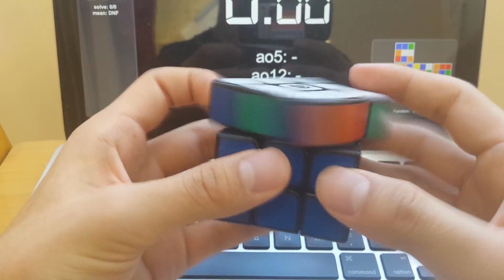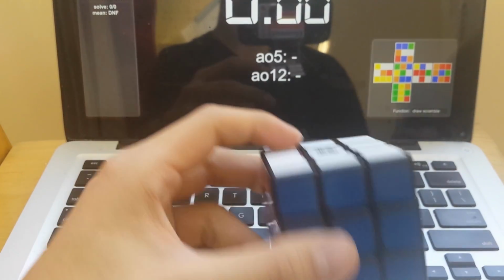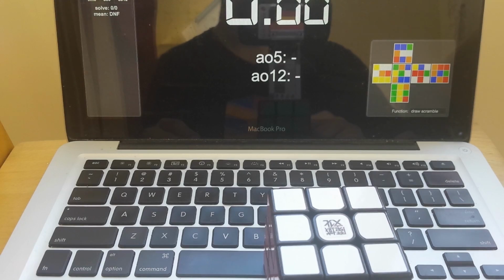Ooh. Below. It's hard to see through the camera.